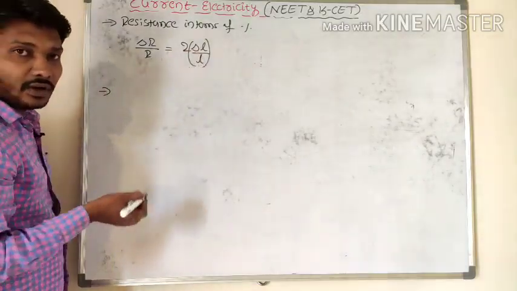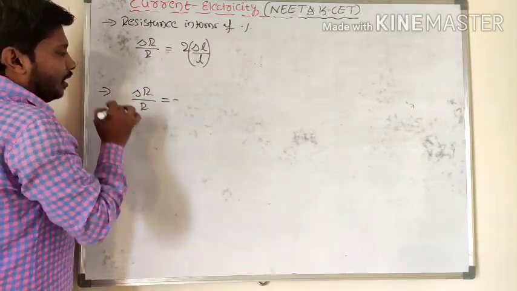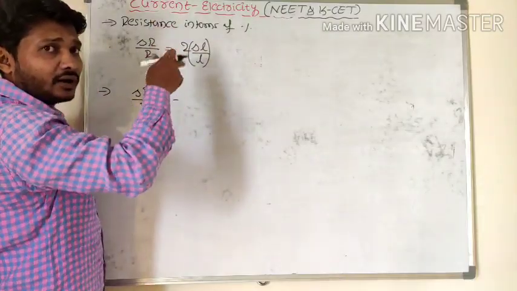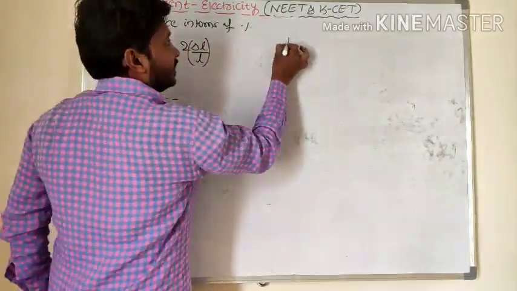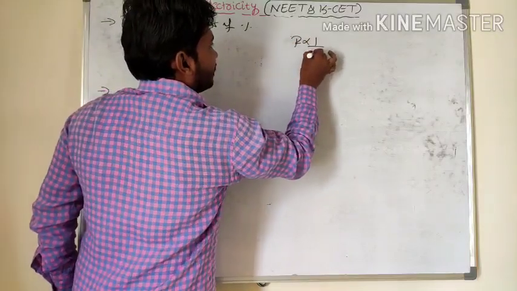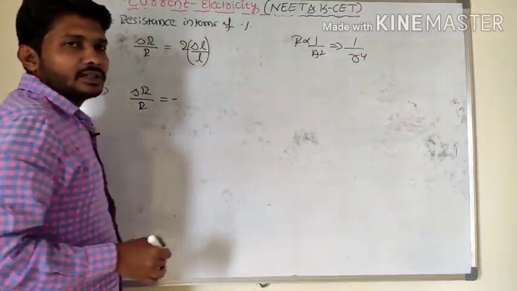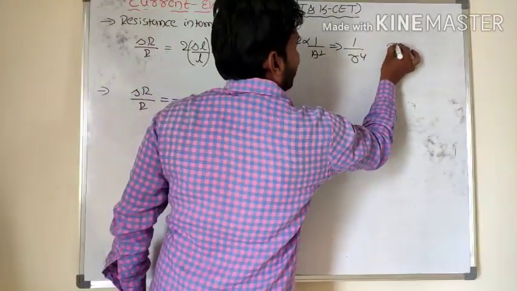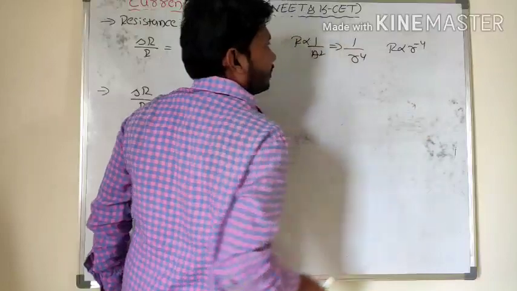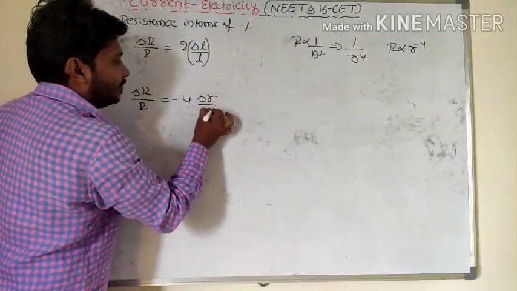So in terms of radius, delta R by R is equal to minus 4, R to the power of minus 4. Why? Because it is inversely proportional. Resistance is inversely proportional to the square of the area, so inversely proportional to R to the power of 4. I will write that as R to the power of minus 4. So minus 4 into delta R by R.